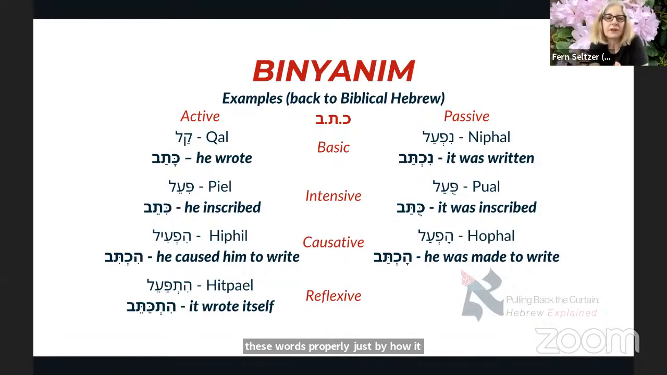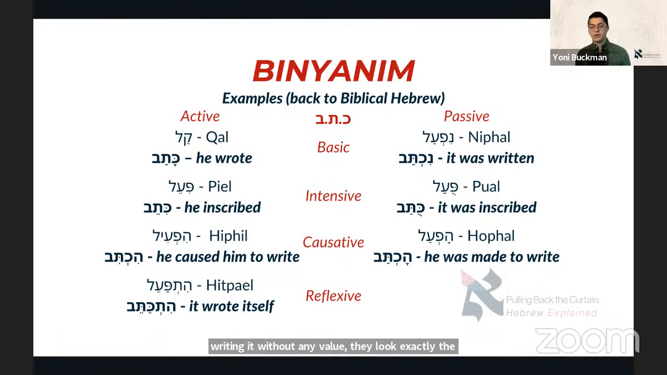Right, because kitav and kutav, if you're writing it without any vowels, they look exactly the same. And if you were to say to a kid, nichtav, what is that? They'd be like, oh, it's something that was written down. And you're like, well, how do you know? It's not like they're going to say, well, with nifal, you have, right?